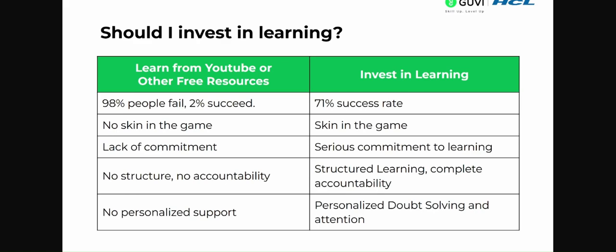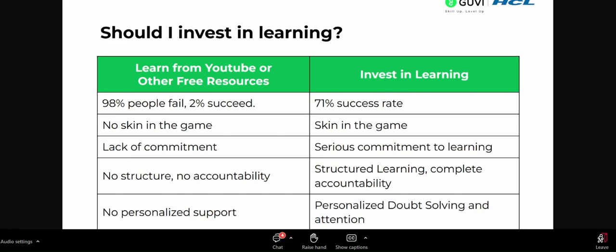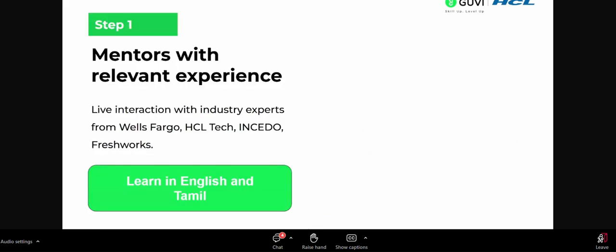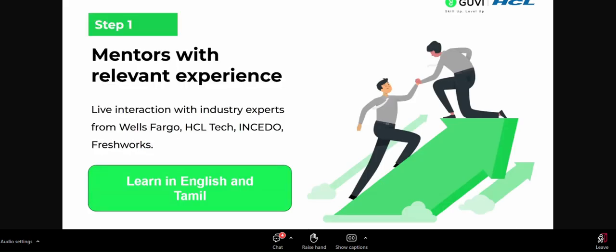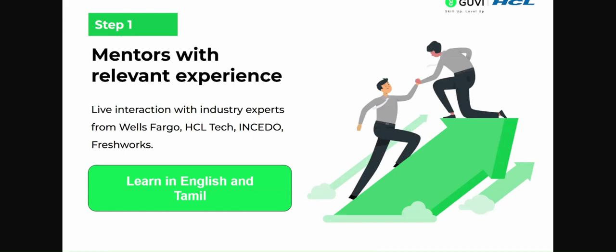But let me come to the actual part. I'm going to give you the 7 steps, exactly the 7 things that have to be done to get your job. It is placement oriented. The first step is that industry relevant mentors should provide the training. Mentors with relevant experience. I was talking about the industry mentors actually.